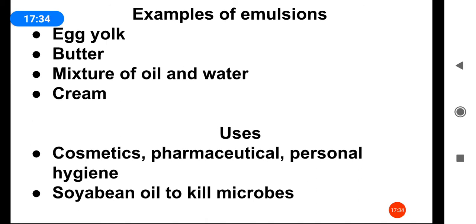Emulsions can be applied in industries like cosmetics, pharmaceuticals, and personal hygiene. Soya bean oil is used to kill microbes. Soya bean oil is an emulsion.